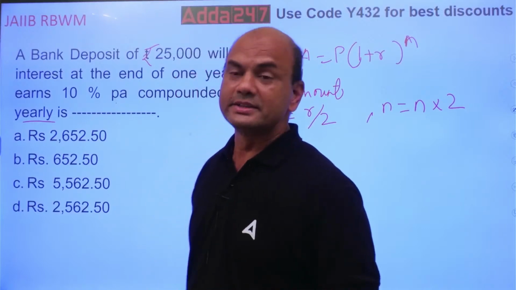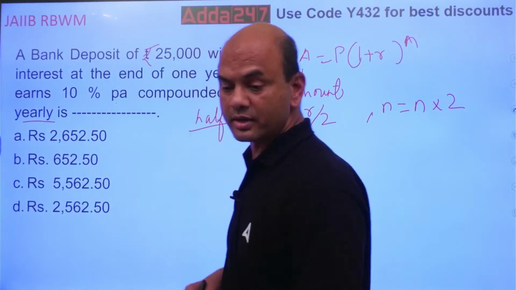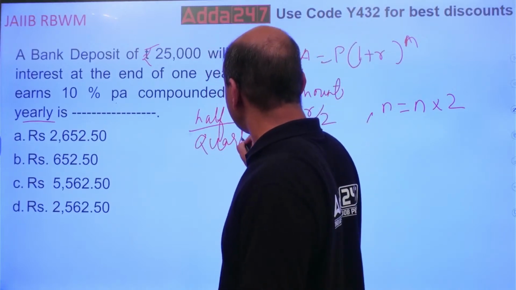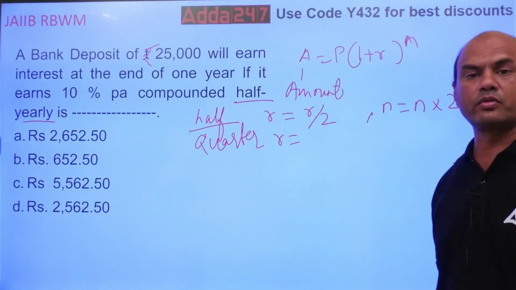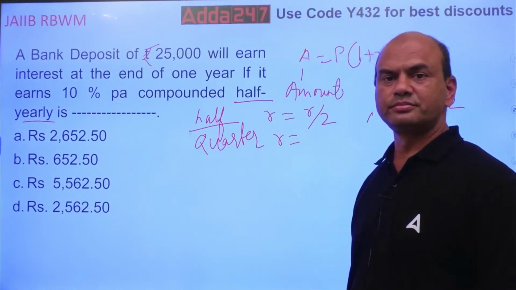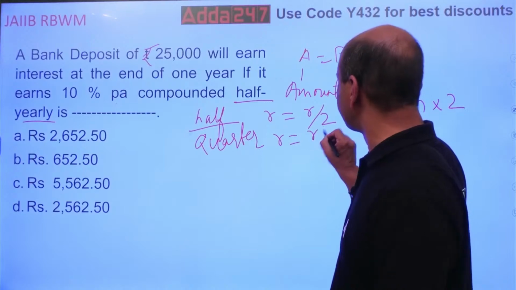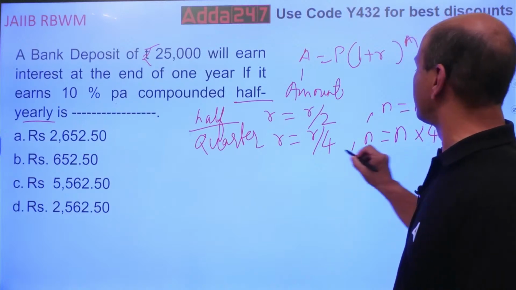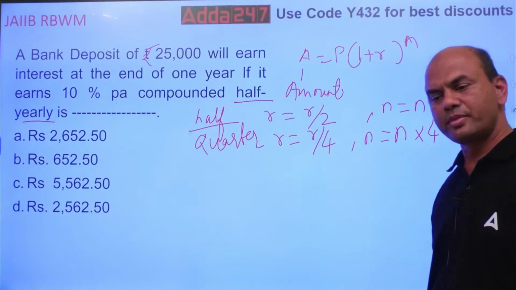Point number 1. Second, this is for half year. If I am doing it for quarter instead of half, then what is R? Comments, fast. R equals R upon 4, and n equals n into 4. Whatever number you divide R by, the same number you multiply to n. Simple rule. So now use this.